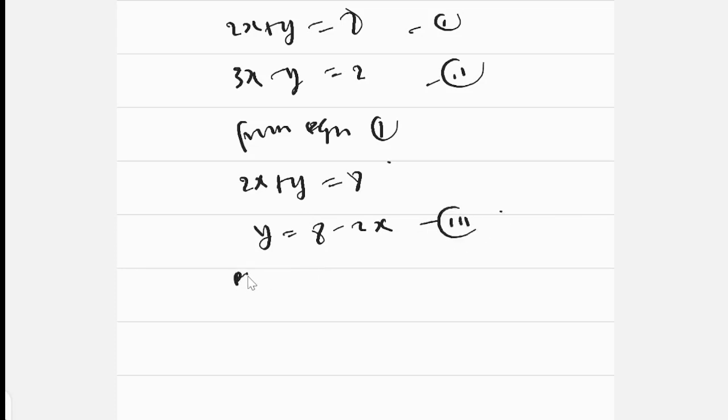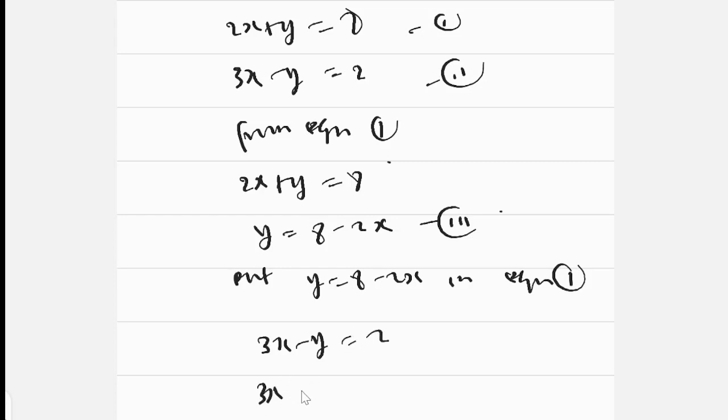You now substitute y is equal to 8 minus 2x in equation 2. You know you've used equation 1, then you now substitute it in equation 2. If you make equation 2 the subject of the formula, it means you have to substitute it in equation 1. Then if you substitute it in equation 2, you have 3x minus y is equal to 2. Don't forget your y is what? 8 minus 2x.